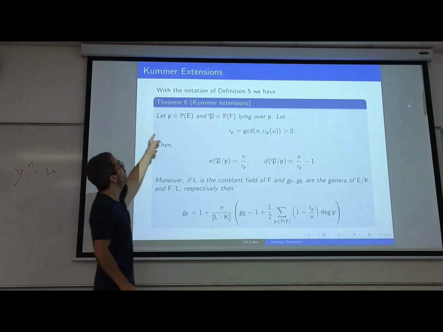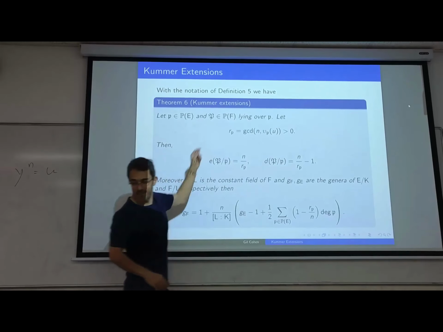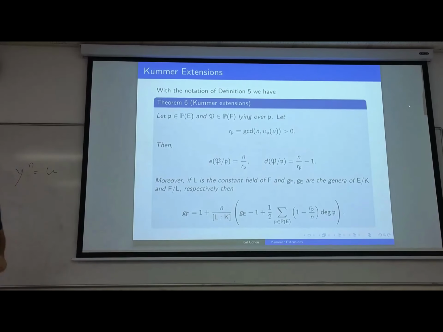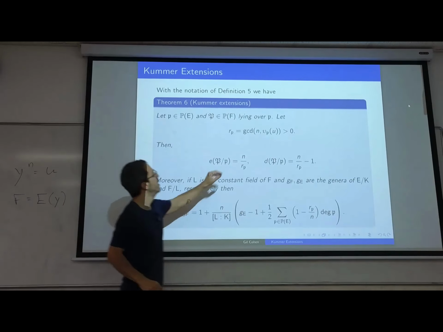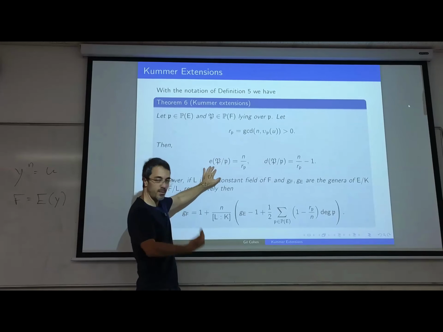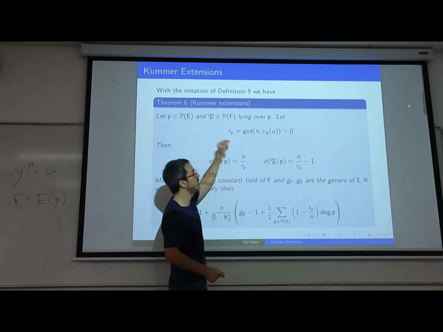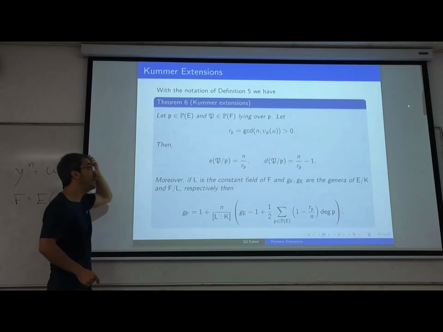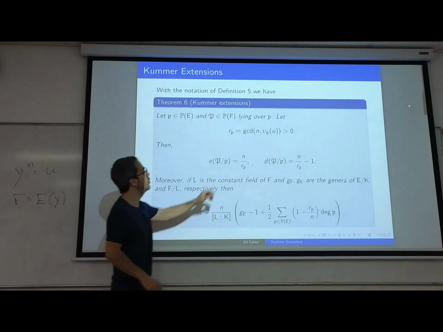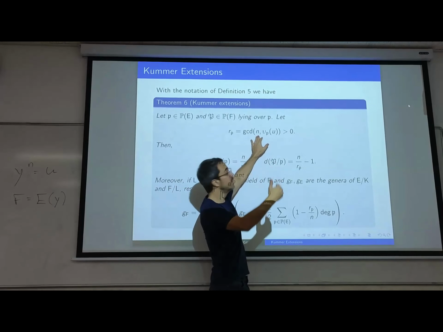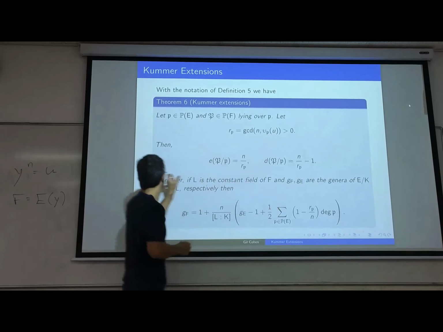It tells you that if you take a little p and a capital P above it, in the bigger function field, right? Maybe I should also add that F is E(y), just so that you remember the letters. Then I can tell you the ramification index and different exponent and everything using this notation. I'm going to denote by r sub p the greatest common divisor of the degree of the extension, n, and the valuation at p of u, that particular element you chose to take its root.